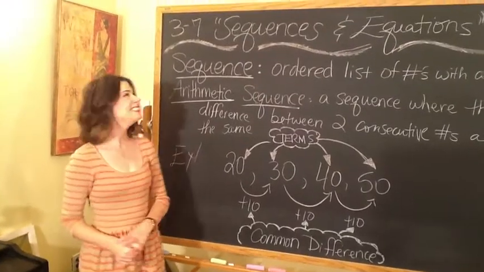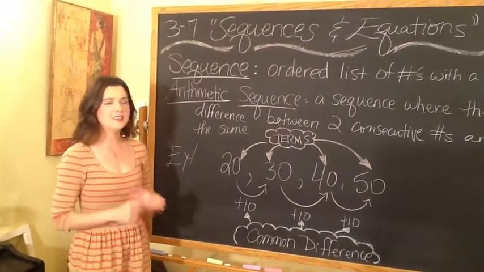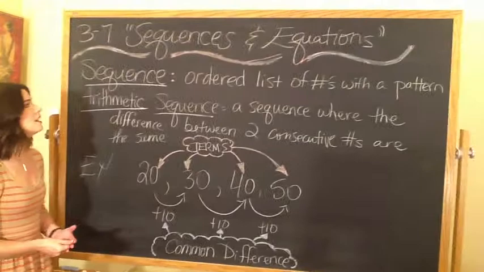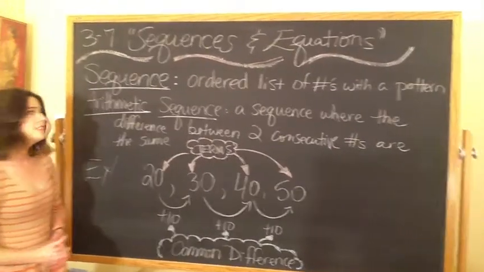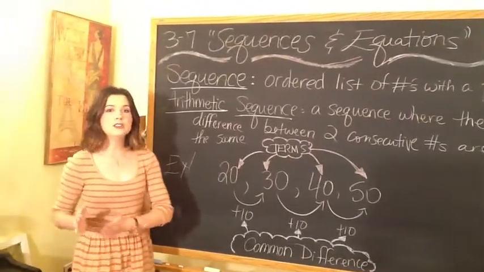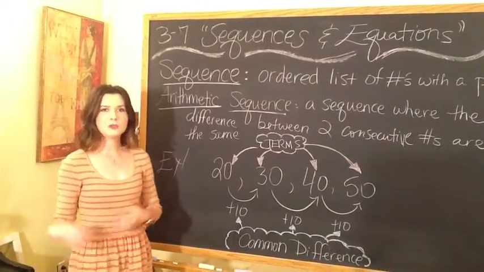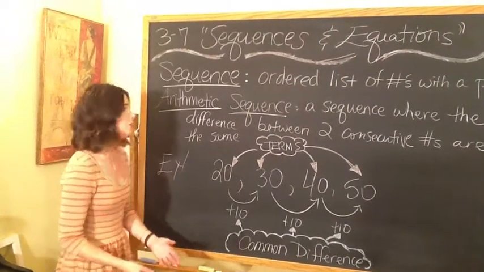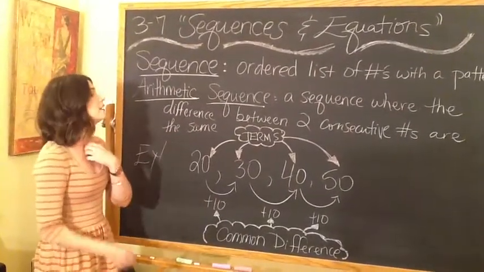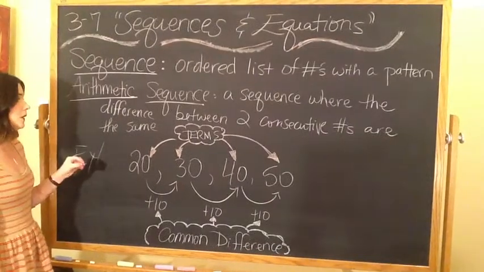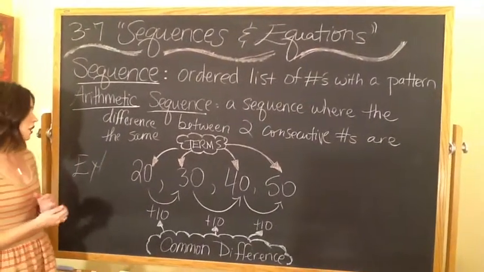Welcome to lesson 3-7. Today we're going to be talking about sequences and equations. So a sequence is an ordered list of numbers with a pattern. Basically we have a bunch of numbers and there's a certain pattern to how much we're going up or how much we're going down. An arithmetic sequence especially is a sequence where the difference between two consecutive numbers is the same.